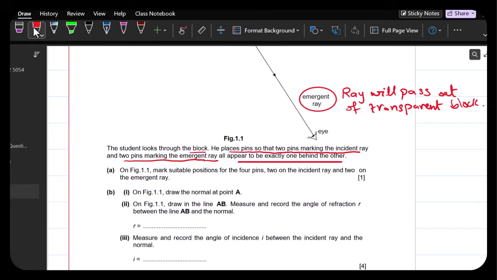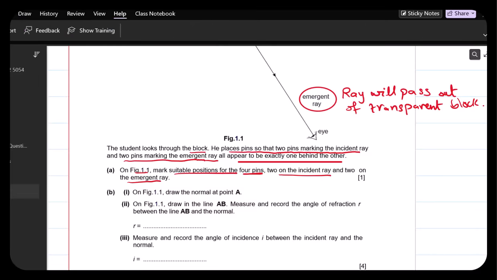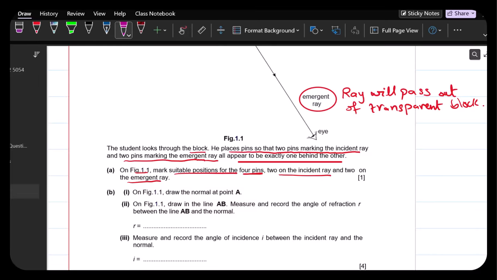On figure 1.1, part A says mark suitable positions for four pins, two on the incident ray and two on the emergent ray. So dear students, remember whenever you are going to mark or place the pins, they should be kept as far apart as possible, and the pins should be in one line.